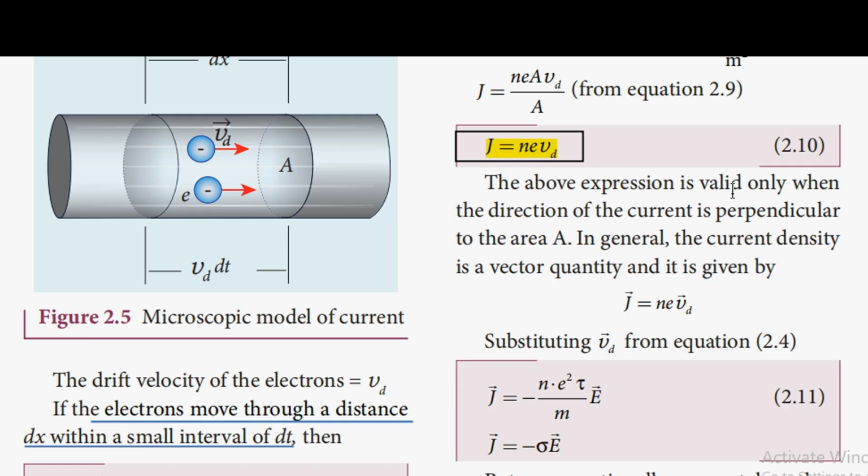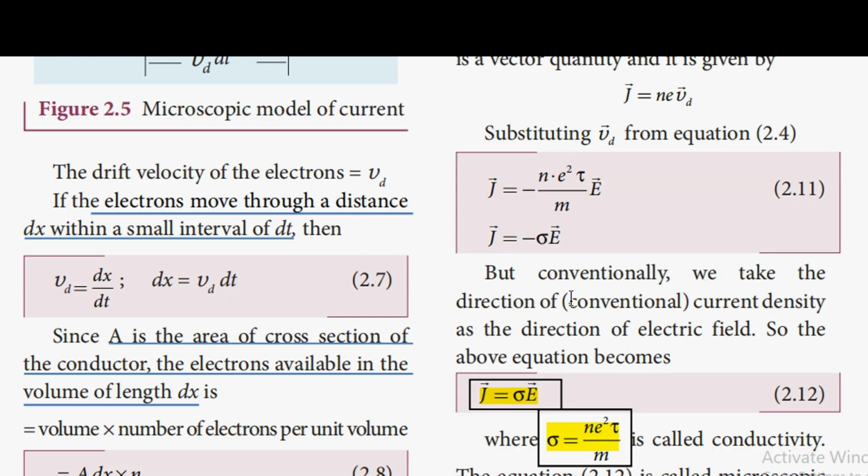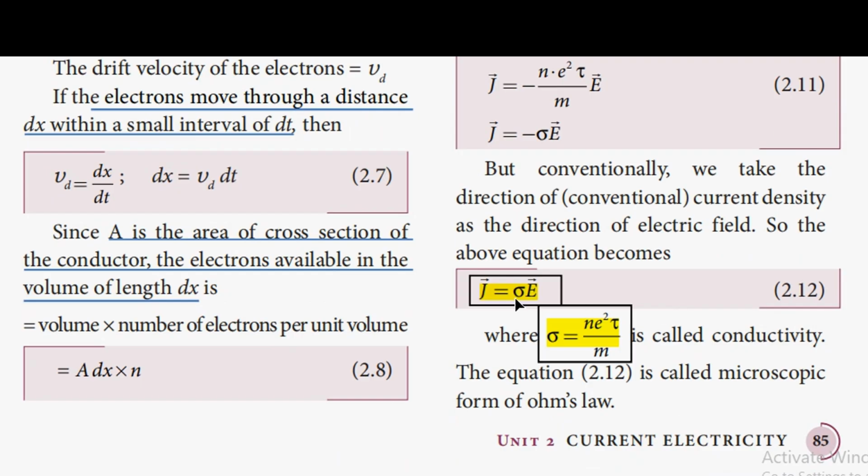This expression is valid only when the direction of current is perpendicular to the area of cross-section A. In general, the current density is a vector quantity and it is given by J equals n e Vd. Substituting the value of Vd from equation 2.4, we have J equals minus n e squared tau by m times E vector, that is J equals minus sigma E. But conventionally, we take the direction of current density as the direction of the electric field. So the above equation can be written as J equals sigma E, where sigma equals n e squared tau by m, and that is called conductivity.